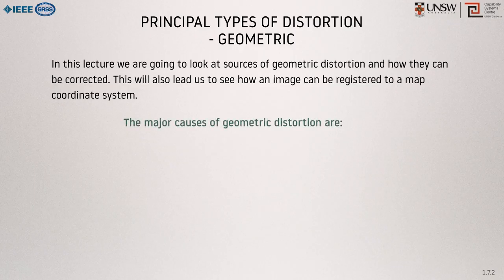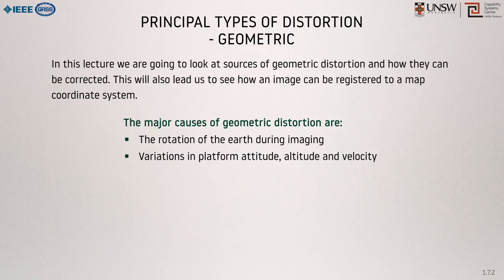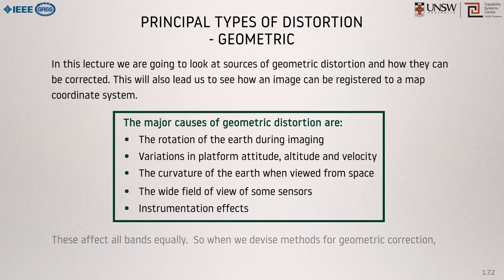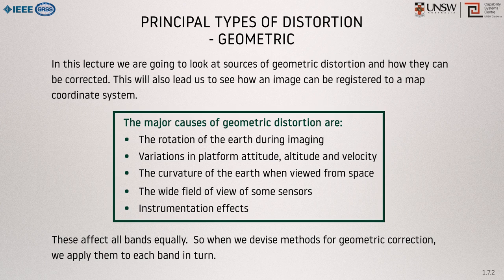There are many sources of geometric error, including the fact that the Earth and platform are in motion during image acquisition, the fact that the platform can vary in altitude, attitude, and velocity, the fact that the Earth is curved when seen from space, and the fact that the instruments themselves introduce geometric variations by virtue of their design. We make the assumption that all recorded bands are affected equally. Therefore, we apply our techniques to each band in an image separately, but only have to develop our correction methods on a single band.